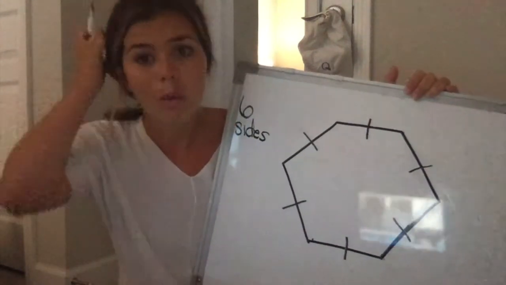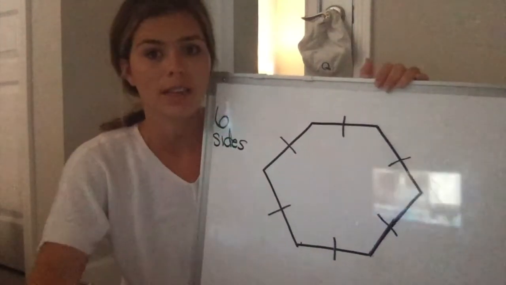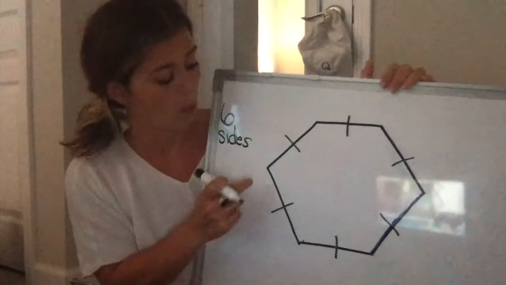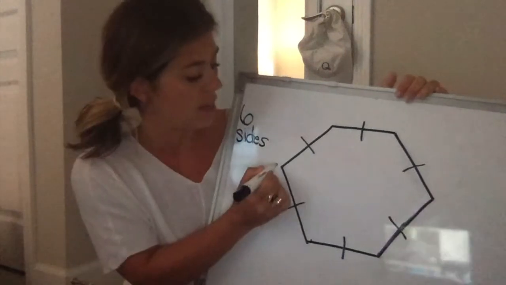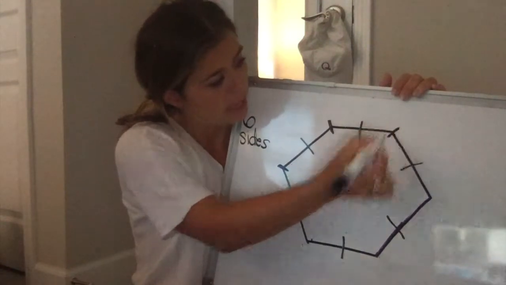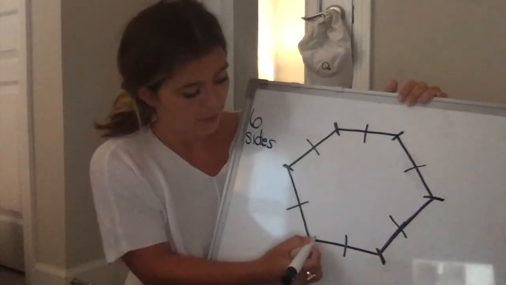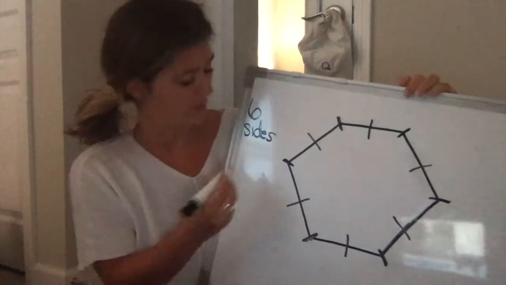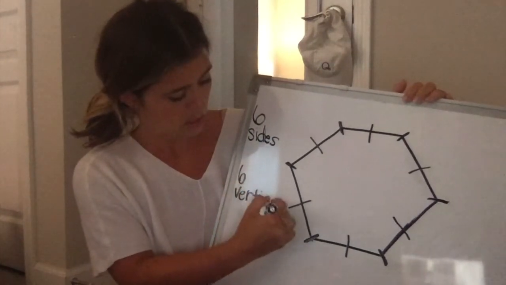Okay, now remember, we also talk about vertices. Does anyone remember what part of the shape is a vertice? Good. The corners. The corners are the vertices. So let's count and see how many vertices we have. Ready? 1, 2, 3, 4, 5, 6. How many vertices? 6 vertices. Good. So a hexagon has 6 sides and 6 vertices.